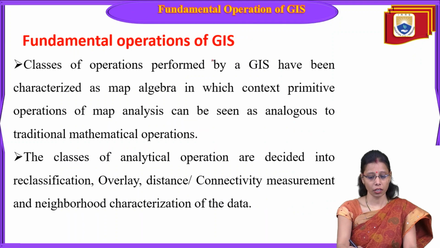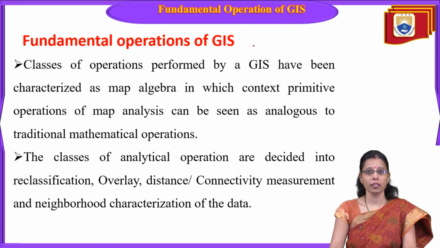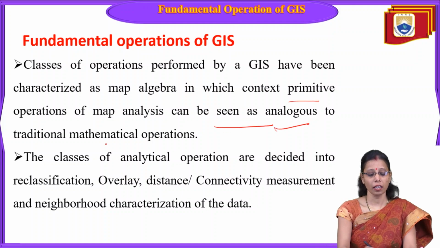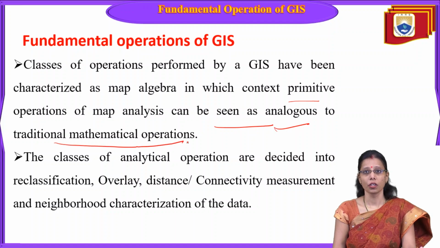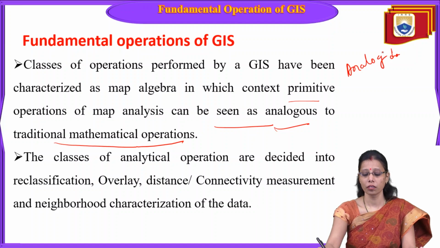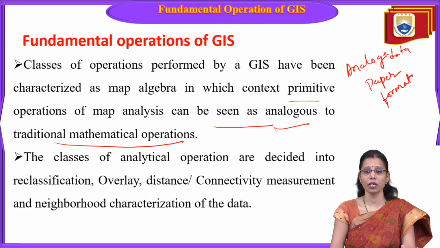Before that, let us see what the fundamental operations of GIS are. The classes of operations performed via GIS have been categorized as map algebra, in which context the primitive operations of map analysis can be seen as analogs of traditional mathematical operations. If you remember, analog data is the paper format map. How can you convert this paper format map into digital format? First you have to convert this data to digital format, then only you can work with GIS.